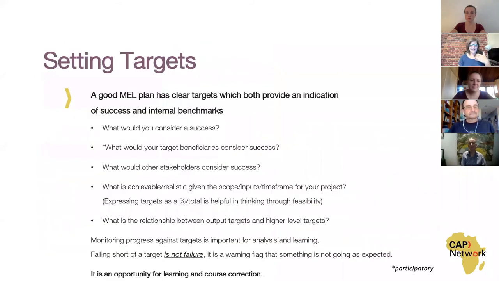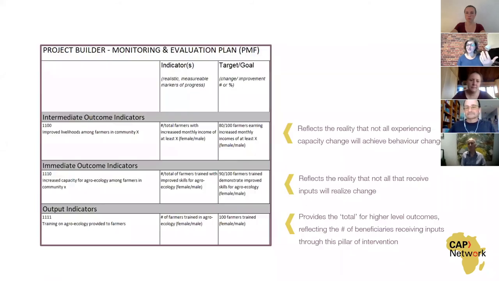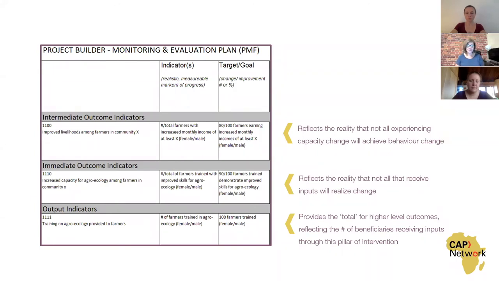On the last slide, I mentioned that you want to think about the relationship between your outputs and your targets. And here's an example. So using this example of an indicator looking at the impact on farmers, you see here that I did add the disaggregation, added a statement around how much incomes would have improved. But the point here is to look at your total. So at the output level, you've got 100 farmers completing training, okay? That 100 becomes the total that your other indicators are expressed against.